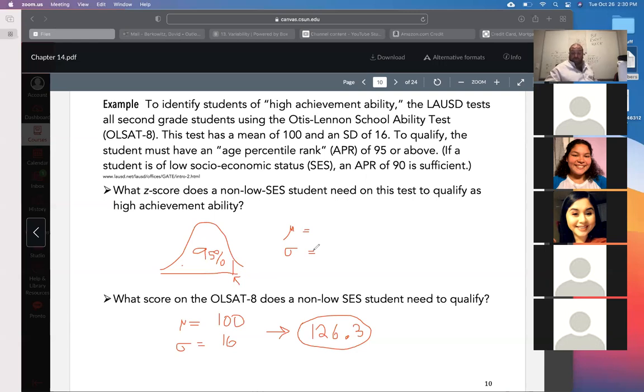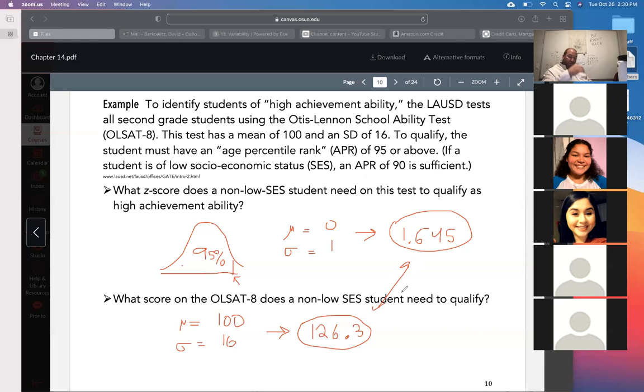And what are those numbers? 0 and 1. And if you use those numbers, what do you get for your Z-score? 1.645, which you should recognize as being one of our important numbers. So the Z-score necessary to score the 95th percentile is 1.645. The actual score is 126.3. How are these two related?